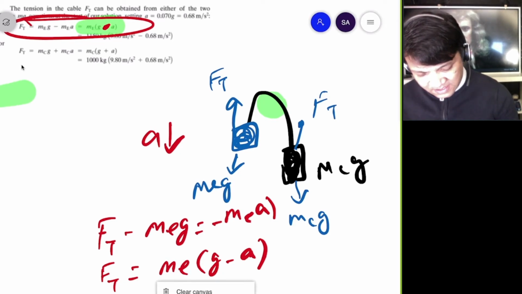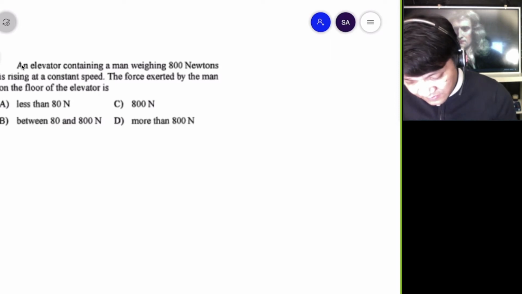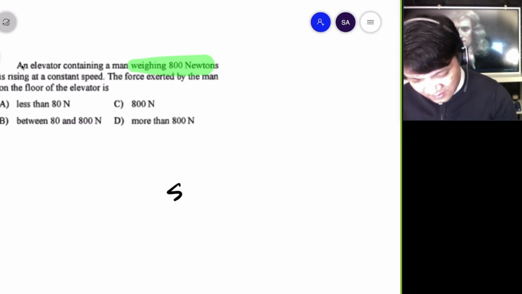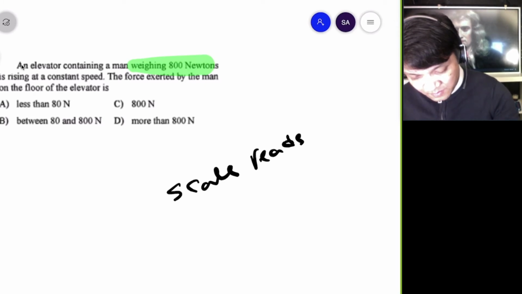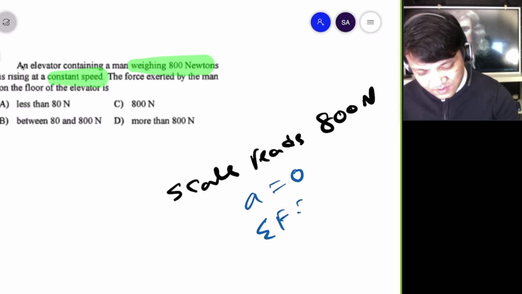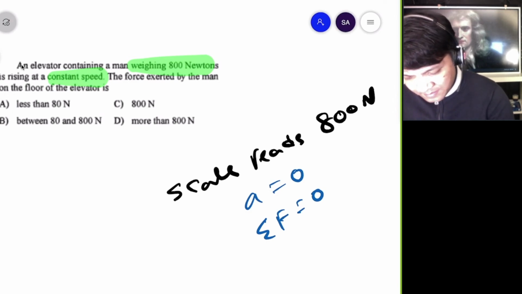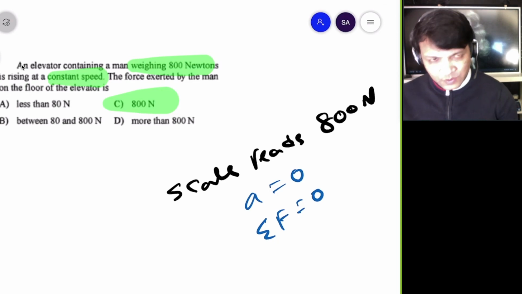Okay, that takes us to the last question. An elevator containing a man. The scale reads the man at 800 newton. The scale reads the person 800 newton on the elevator, and the elevator is at constant speed. So the acceleration is zero, the net force is zero, then the person will feel the same. That means the force exerted by the man on the floor of the elevator is exactly the same as his weight.